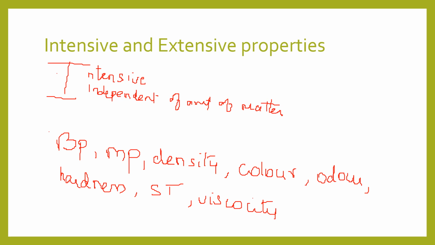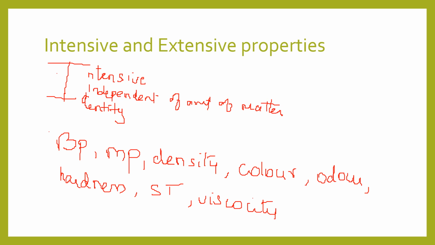Another thing you have to remember is, suppose I ask you, there is a substance whose density is 1. You will say water, correct? So this has become identity. So another word for I is identity. Intensive properties give the identity of the compound. You can identify the compound on the basis of the intensive property. Okay. So this is intensive properties.